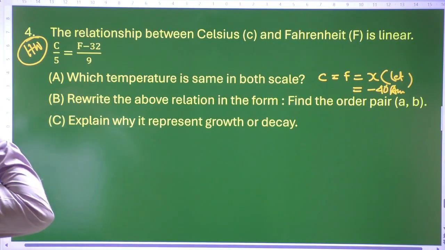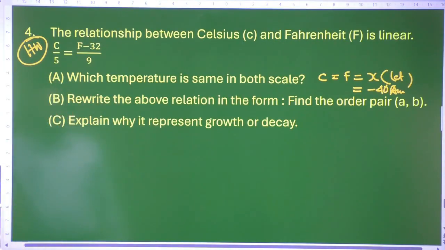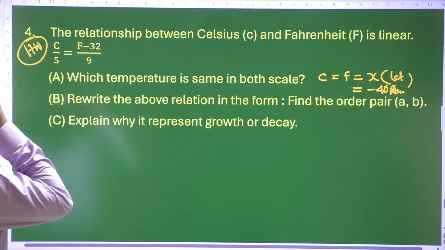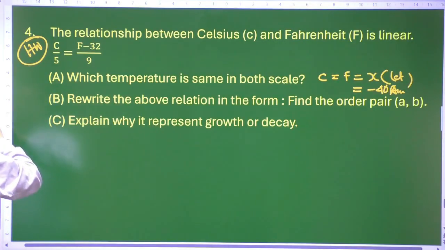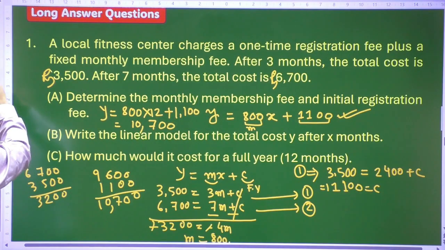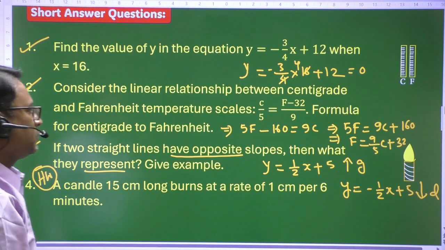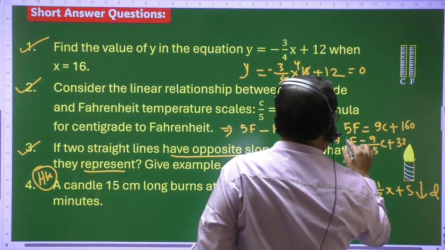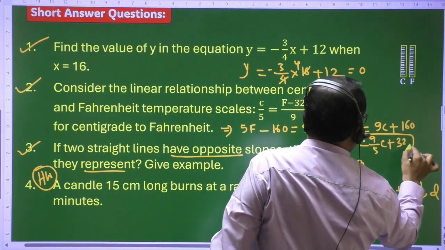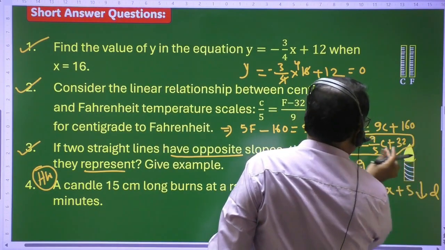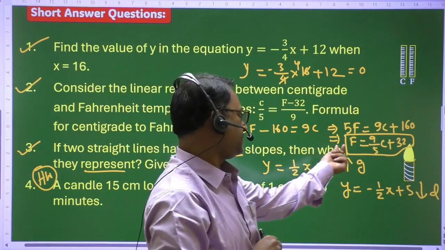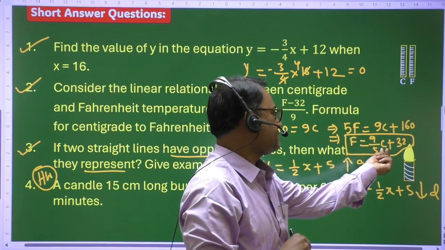So this type we solved in the previous question, like here in the centigrade and Fahrenheit temperature, like this one. So when you represent Fahrenheit temperature and centigrade relation like this, so you can consider this is your y and this C is x.